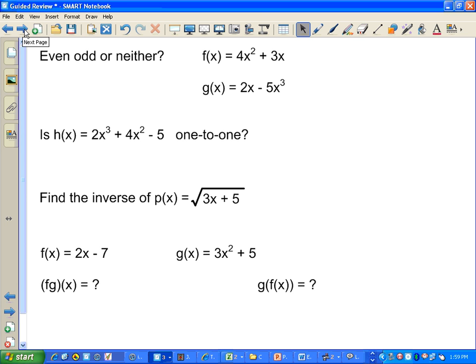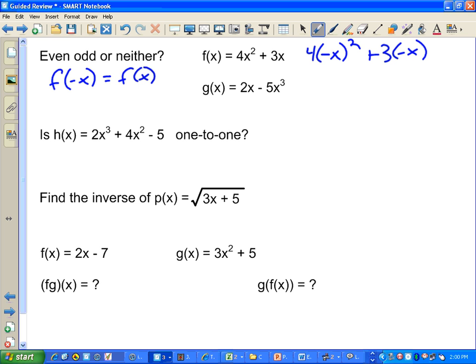All right, even, odd, or neither. The test for this is to replace all of our x's with negative x's. So here I would put negative x in place of x, a negative x in place of this x, and then simplify. If f of negative x, so when I put the negative in, if I get out what I started with, so if nothing changes, that's even. If I get out the exact opposite of what I started with, that's odd.